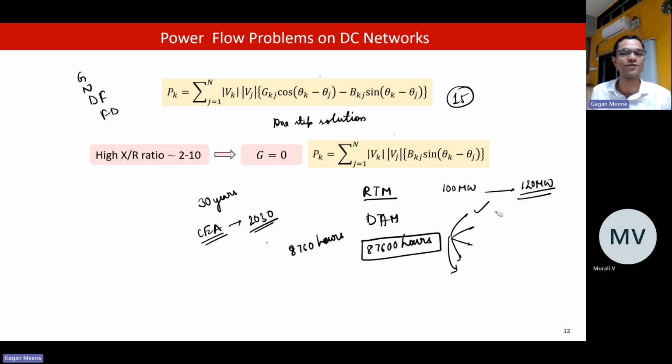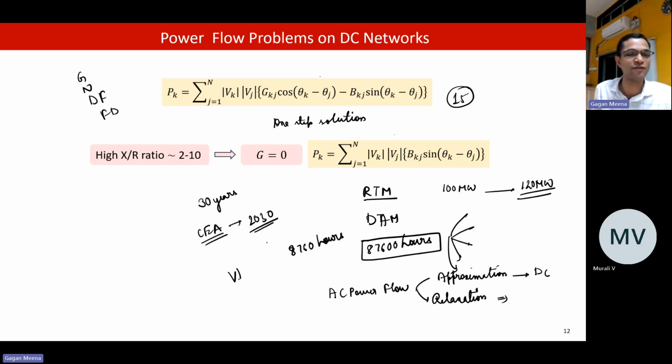Furthermore, if you use AC power flow, then those equations are non-linear. Non-linear solvers cannot solve such a big problem size. For that, we either do approximation or we do relaxation. For AC power flow, one is approximation, and that approximation is DC power flow. DC power flow is an approximation. Then we have relaxation, where we relax certain constraints.